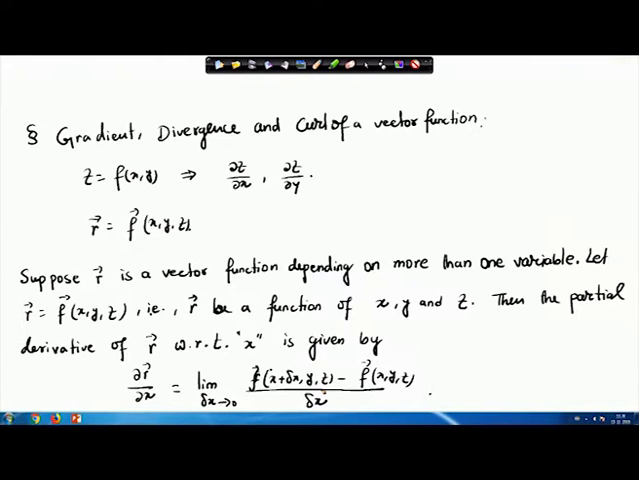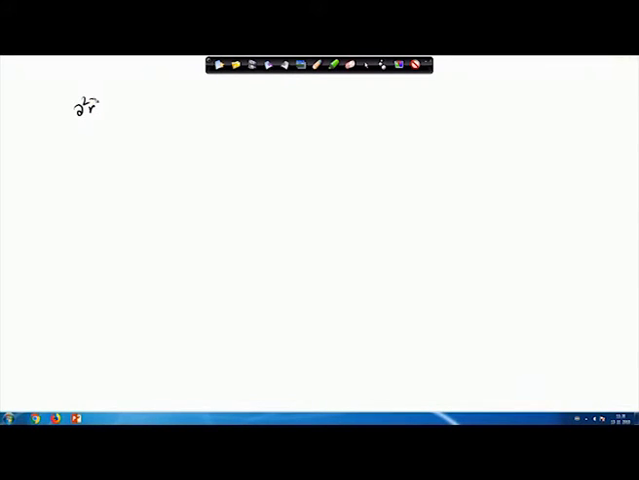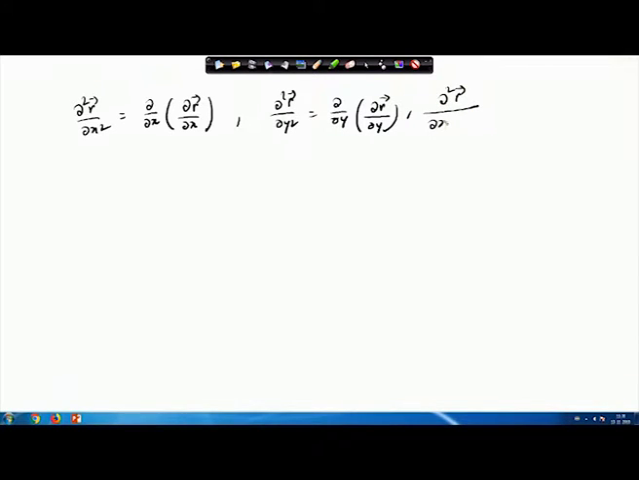If we want to define successive partial derivatives, that means del square r by del x square, we simply write del x of del r del x. Del square r by del y square is equal to del y of del r del y, where r is a vector. If we are defining the mixed derivative, del x del y, this will be del x of the partial derivative del r del y. This is how we define the mixed derivatives.